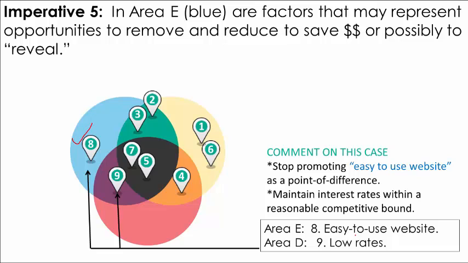As we look at area E, the question here is, if we're promoting number 8, easy to use website, well, just stop it. It's not going to have that big an impact on decision making, because there are so many other things that are much more important to customers. And again, low interest rates here suggest that we'll just hold steady on them. Don't make a big deal out of interest rates, because customers are not making a big deal, because there are so many other things that are more important to them in their decision making in this market.